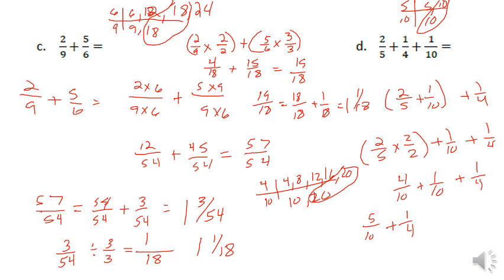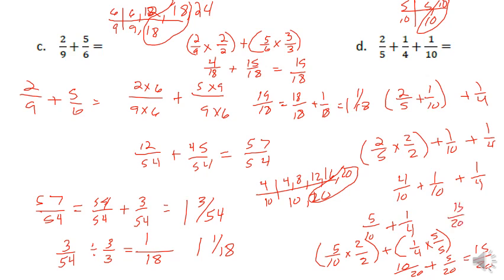So I'm going to change these two to 20ths. So I got 5/10, I know I have to multiply the 10 by 2 to get 20, plus the 1/4, I'm going to have to multiply that by 5 to get 20. So now I have 10/20ths plus 5/20ths, which equals 15/20ths. So now that we have 15/20ths, I can see those are multiples of 5, and that would be 3/4. So that would equal 3/4.